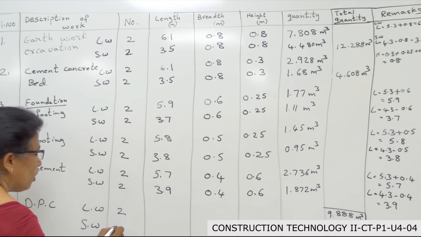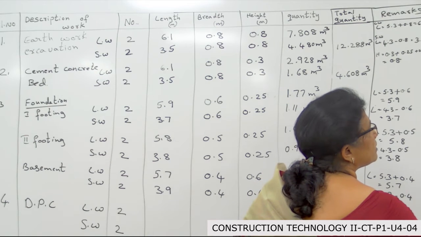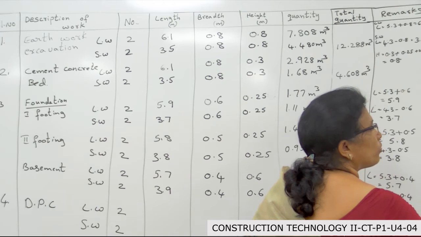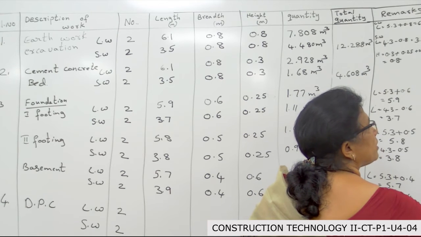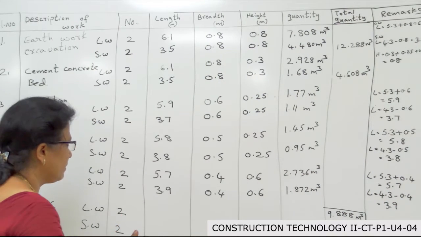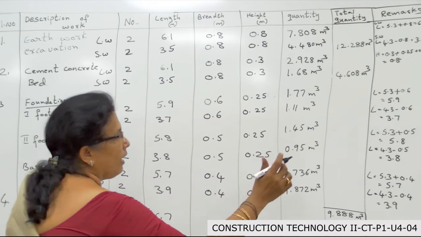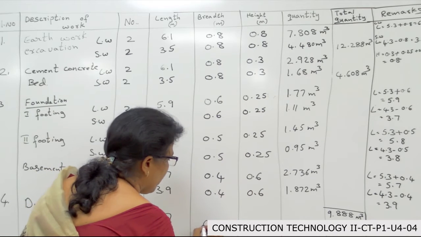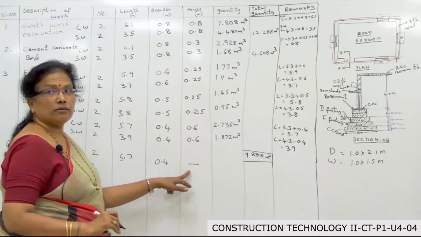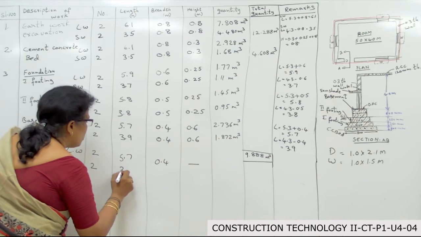Item 4, DPC, damp proof course, long wall, short wall, 2 long walls, 2 short walls. So DPC means, this is the place where we are going to place damp proof course. This is DPC. So length will be same, 5.7 basement length, and breadth is same, 0.4.